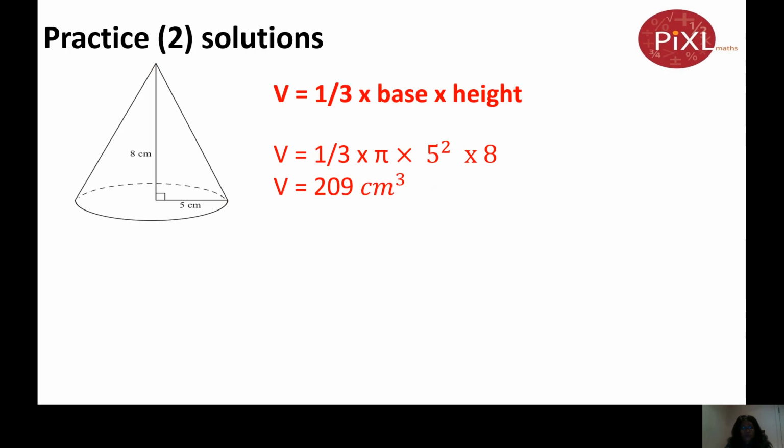So the cone. So that's the cone. We say 1/3 base times the height, and we multiply it by the height, and then we get the final answer, 209 centimeter cube. Okay, did you get it? If not, copy down the correction.